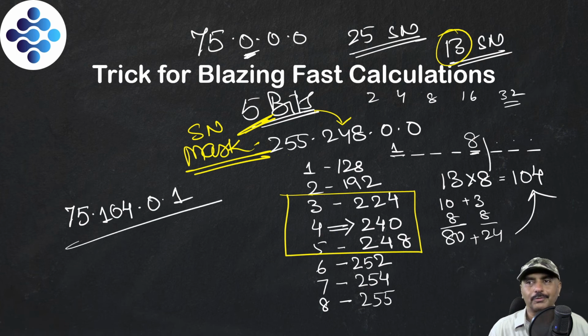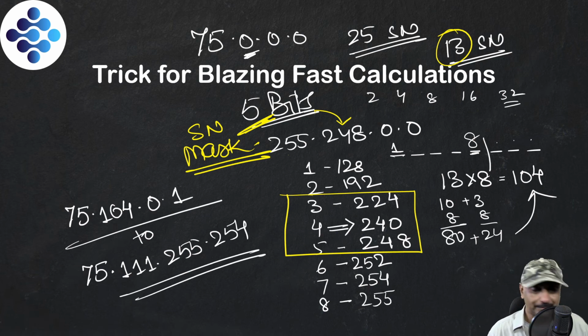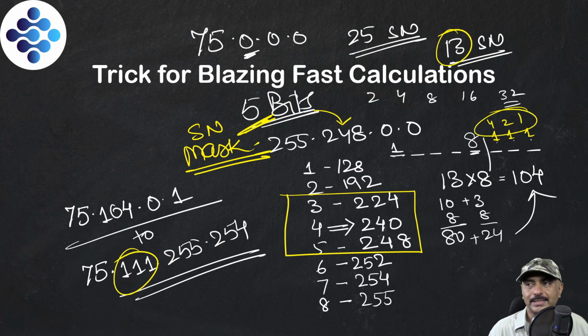75.104.0.1, that's your first host, to 75.111.255.254, which is your last host. The only trick, you'll see how come 111? So easy, because these bits were 0, they will become 1, that is 4 plus 2 plus 1, so this is 7. Now this 7 is 1 less than this 8. So that's why 104 plus 7 gives the value of 111.